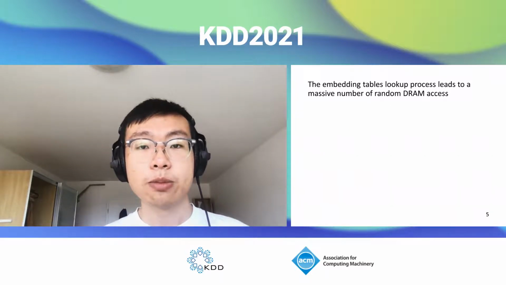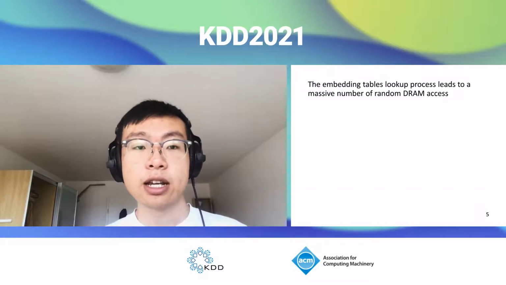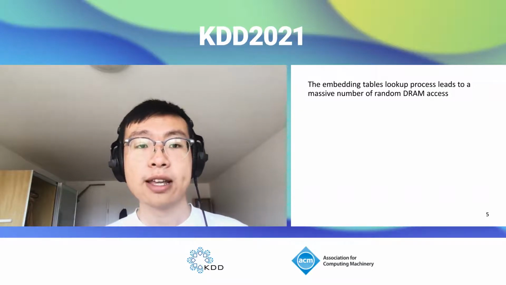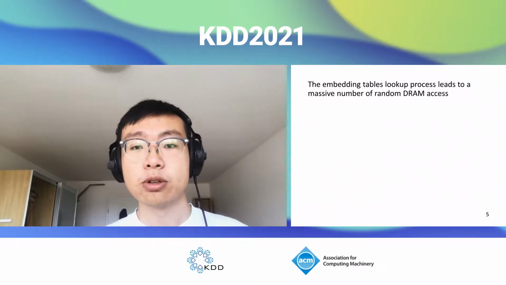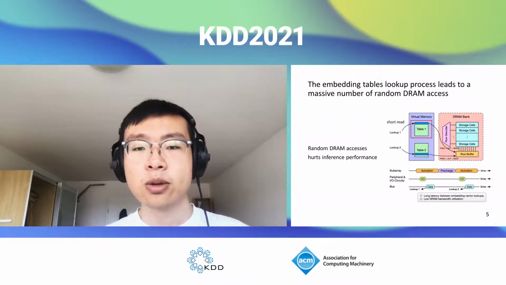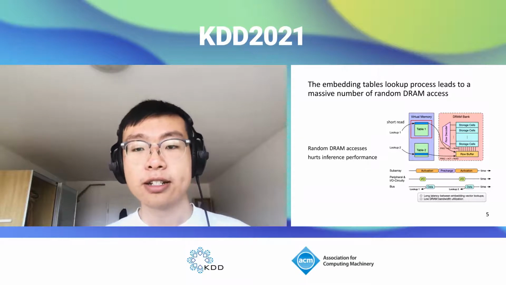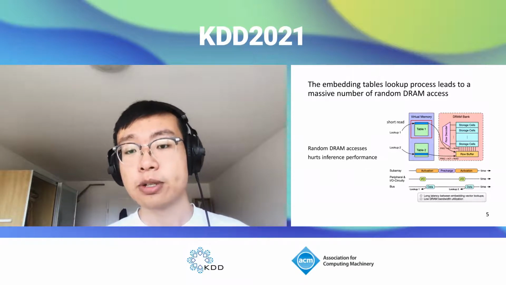However, this embedding table lookup pattern actually leads to a big problem in terms of system performance. Because this is a machine learning conference, I'm going to do a quick recap about why this random DRAM access problem is a bottleneck. In this example, we have two embedding tables. We first have the lookup operation of table 1, which initiates a short read. Why is it a short read? Because each embedding vector is typically quite short, containing from 4 to 64 elements in most cases. And this short read will activate the DRAM bank's row buffer.